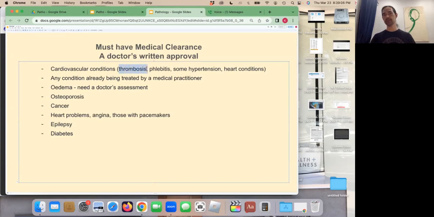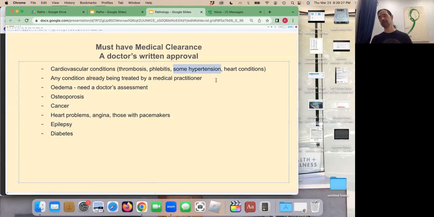So cardiovascular conditions, any kind of thrombosis, which is a blood clot, phlebitis. I don't know if you guys know what that is. That's swelling or inflammation, sometimes red, of a blood vessel. It can be visible since a lot of them are close to the skin. You actually can see the redness. It's very painful.